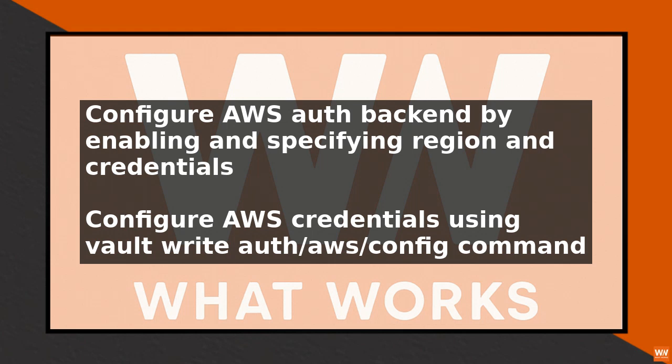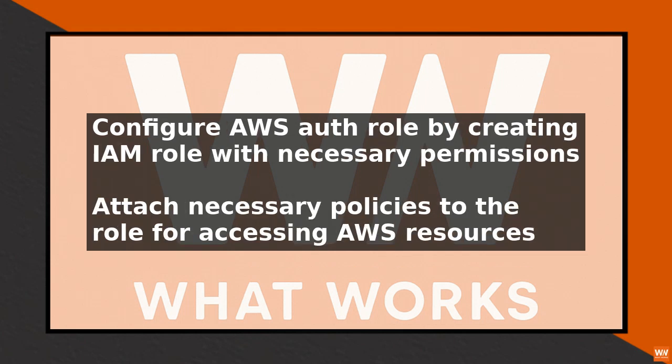Once you have configured the AWS Auth role, you can configure the Vault AWS Auth method. This involves specifying the AWS Auth role and the Vault policies that should be applied to the authenticated user. You can do this by running the command vault write auth/aws/role, and then specifying the role and policies.